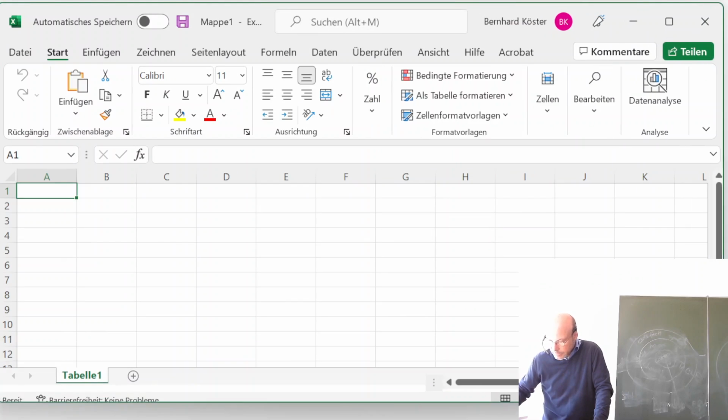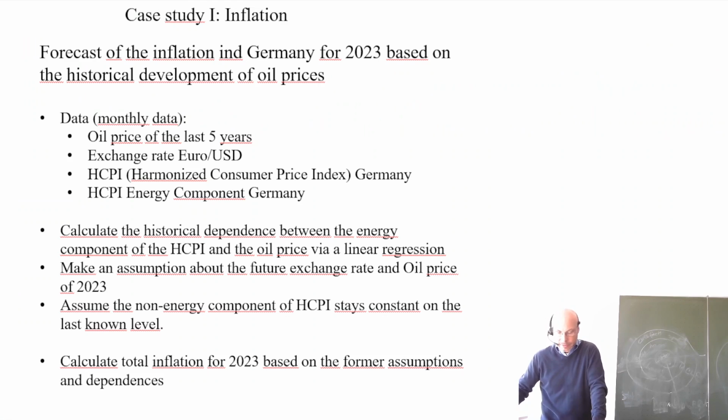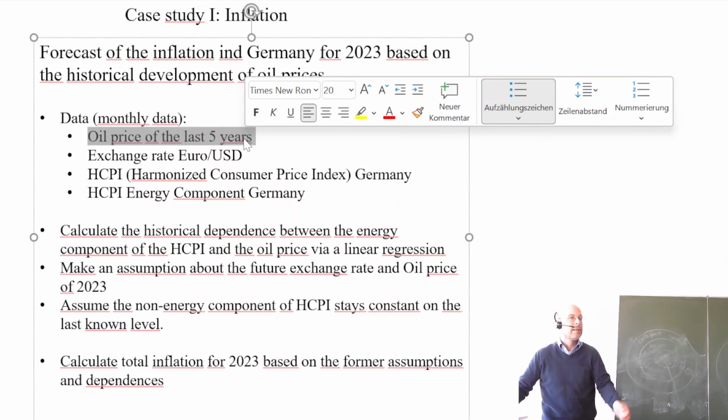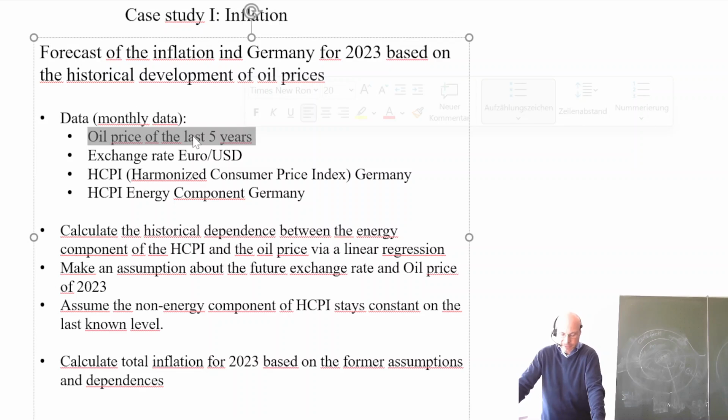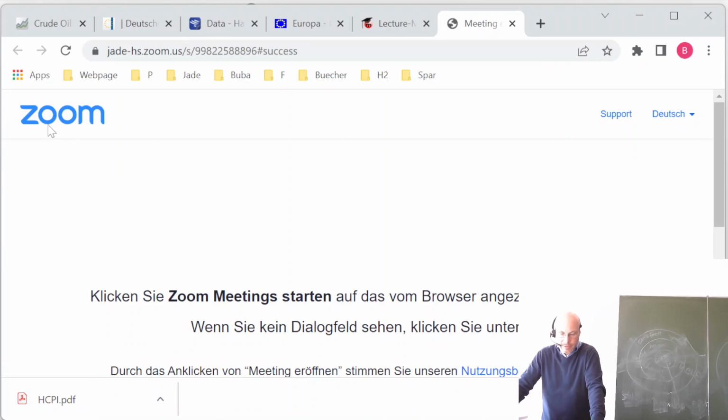Therefore, at first, we need the oil price, and let's take the development of oil prices over the last 5 years. So have you thought about how to obtain the oil price of the last 5 years?